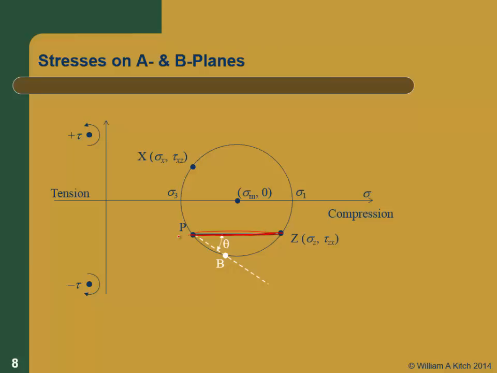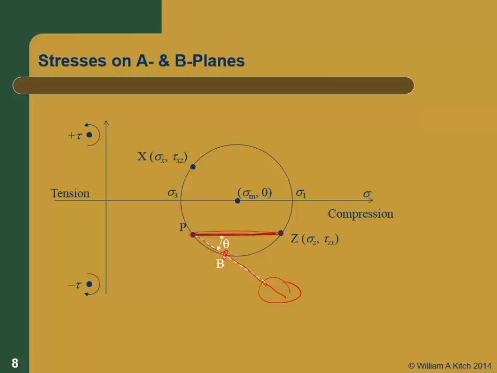Anyway, from the orientation of the real world, we want to know the stresses at an angle theta from the horizontal, right? So I'm going to start at the pole and draw a line parallel to the direction of the plane on which we're interested in stresses. That's going to intersect the circle at this point B. So what are the sigma and tau values that B represents? They represent the normal and shear stresses acting on a plane parallel to this line, right?